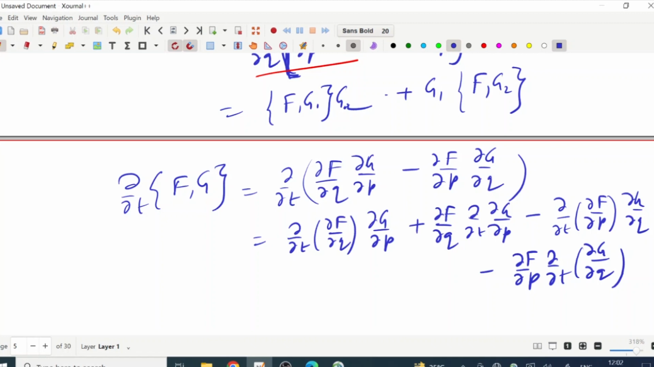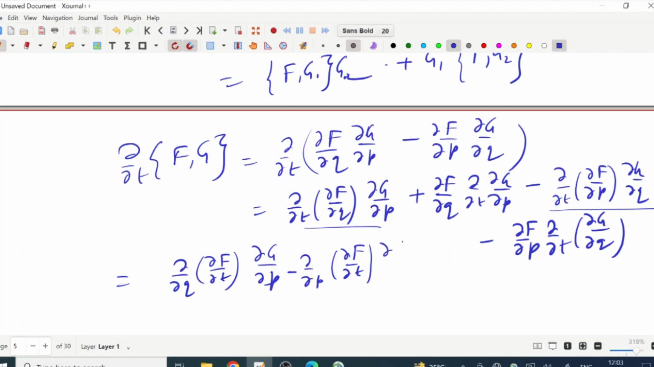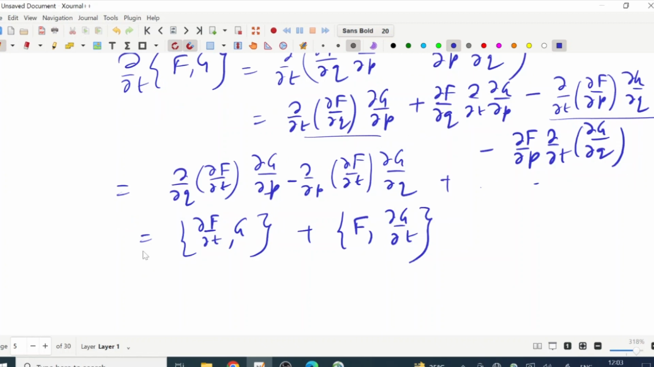Now, the partial derivatives with respect to q and p are interchangeable with the time derivative, so the first term equals del q of del f del t times del g del p. Let us combine it with the term minus del p of del f del t times del g del q. If we combine these two terms, this is nothing but the Poisson bracket of del f del t with g. Similarly, the other two terms will give you the Poisson bracket between f and del g del t. So, this proves property 4, the partial differentiation with respect to t.